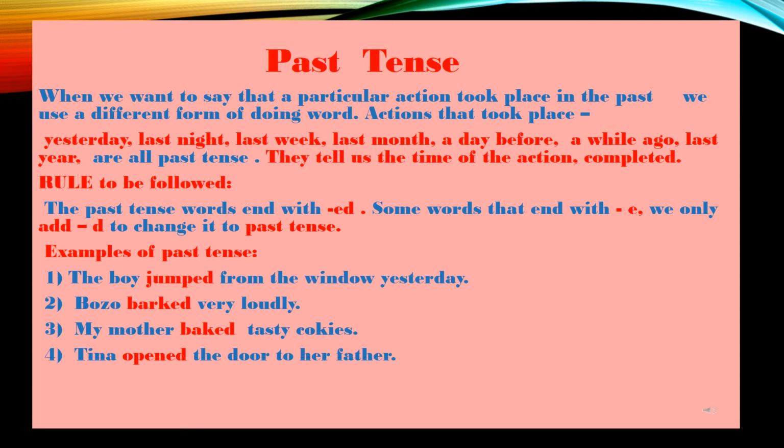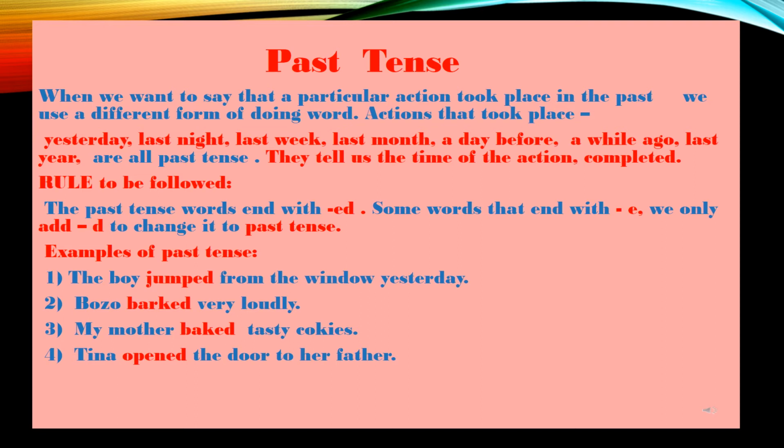Now, examples of past tense are: the boy jumped from the window yesterday. This action has already been done yesterday. So, what did the boy do? The boy jumped. Now, jump is a verb and we have added ed to show the past tense. Bozo barked very loudly. The name of the dog is Bozo. What did he do? He barked.